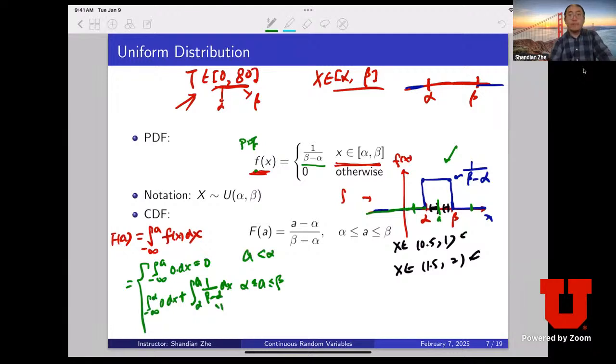So what's the value of this? Let's just push ourselves to, yeah, calculus 1, right? This 1 over beta minus alpha should be moved out of the integral. Why? Because it's constant with respect to the integration variable x, right? Then what's the result? Anyone can try it for me?